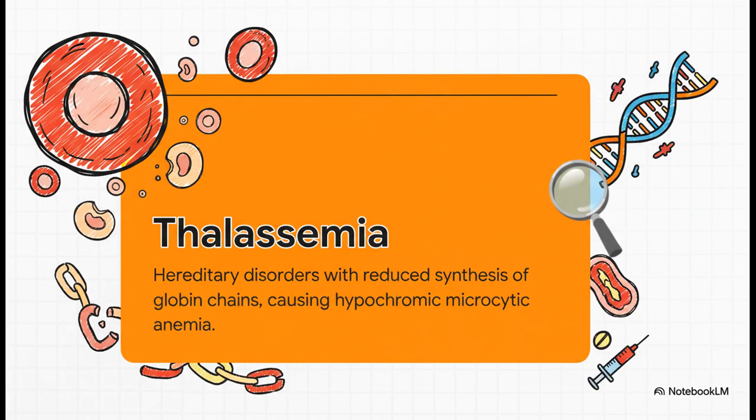So what exactly is thalassemia? Well, at its heart, it's a genetic disorder where the body just can't make enough of the globin chains. Those are the proteins that build hemoglobin. And here's the absolute key, the thing you have to remember. This is a quantity problem, a reduction in synthesis. It's not a quality problem where the chains are built wrong. You're just not making enough of the building blocks.